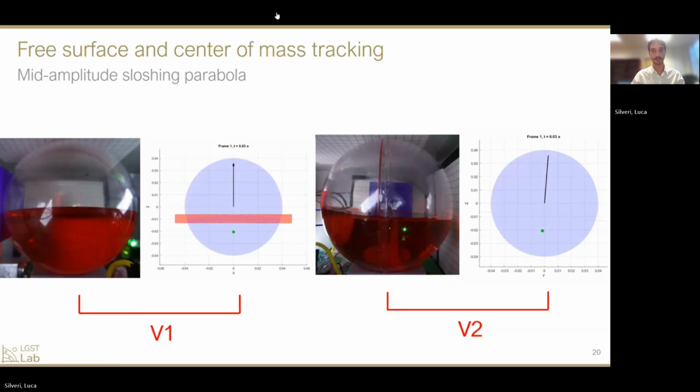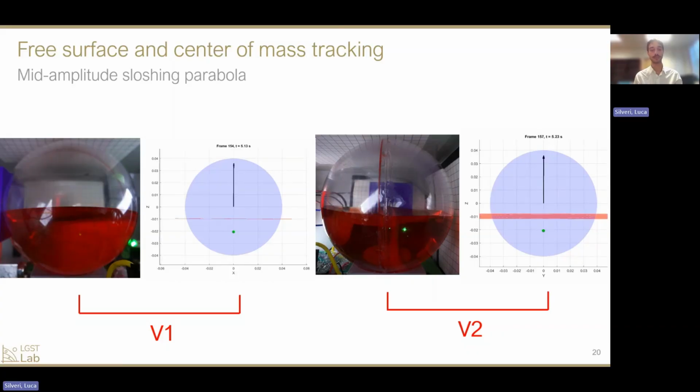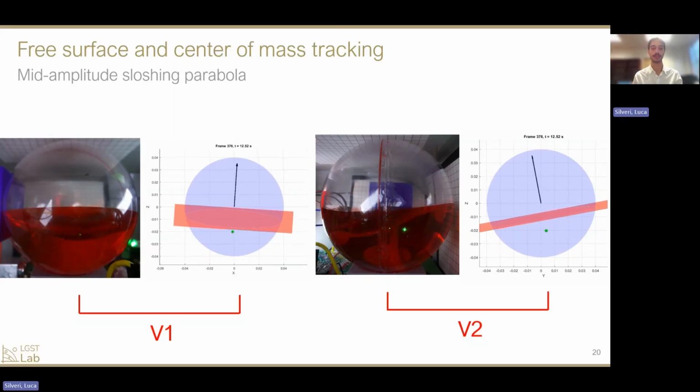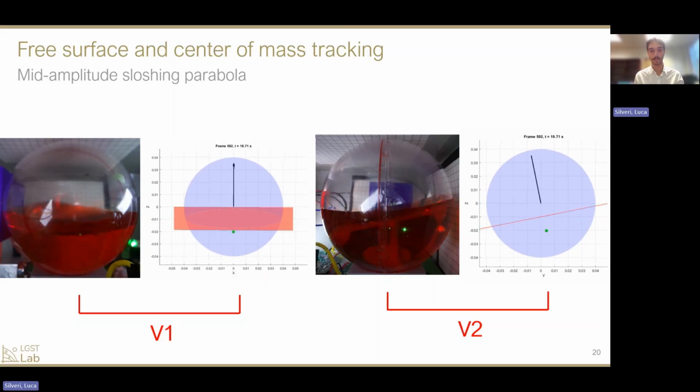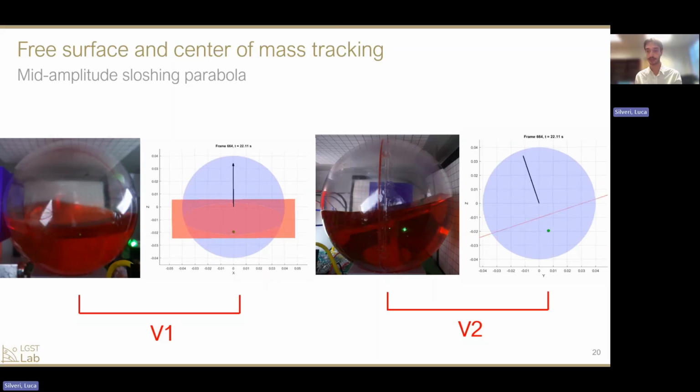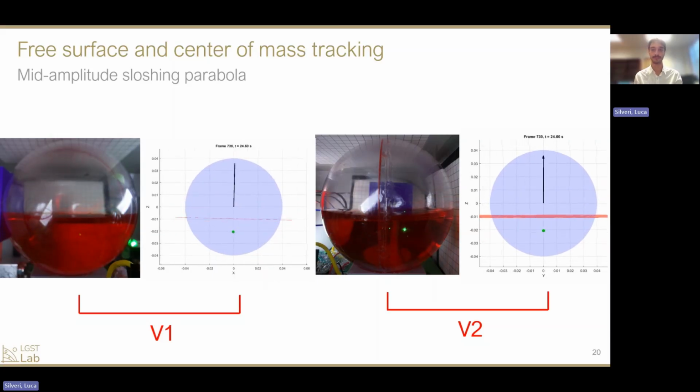And here we can see the comparison between the real video data and the tracked ones, which are the best linear approximation of the free surface. As it is possible to observe, there is a pretty good matching, and the green dot represents the center of mass position. This is computed analytically, just preserving the volume of the fluid in the sphere.